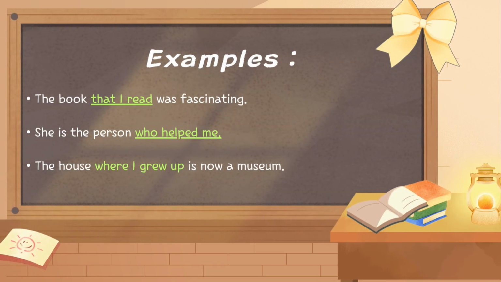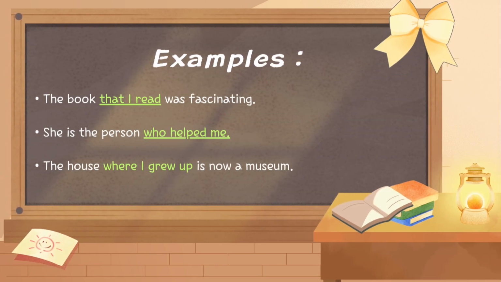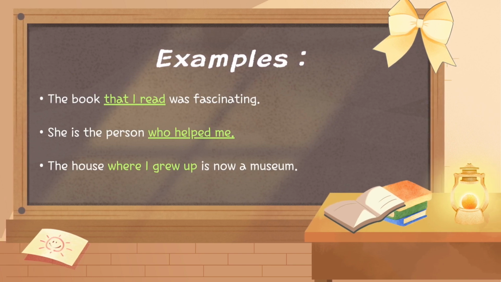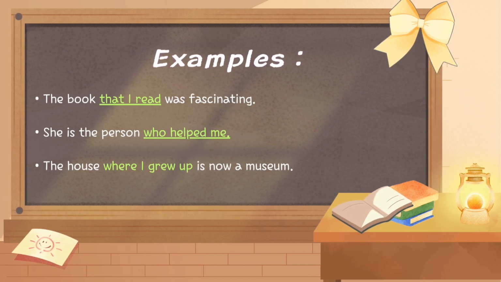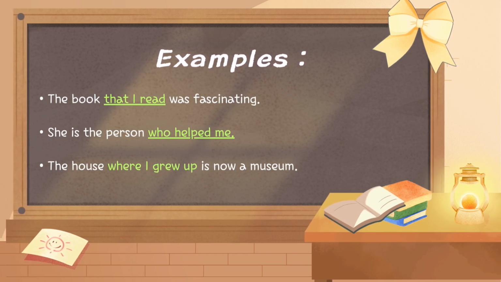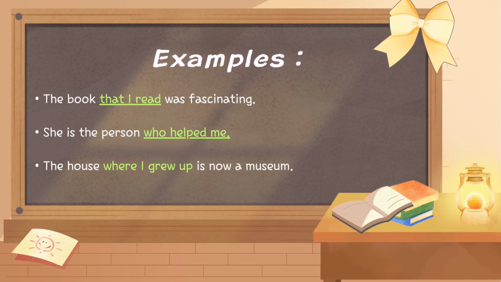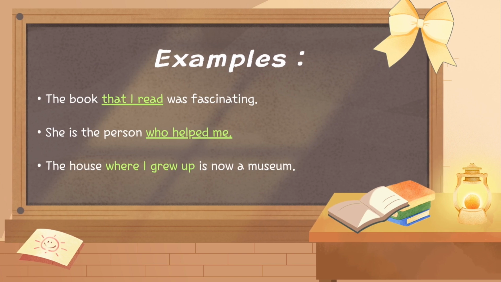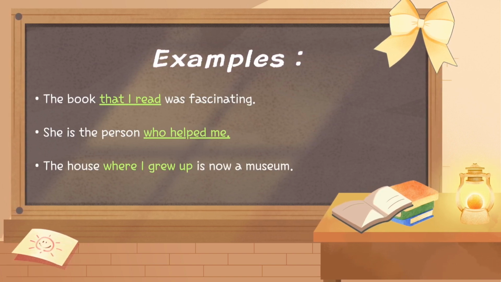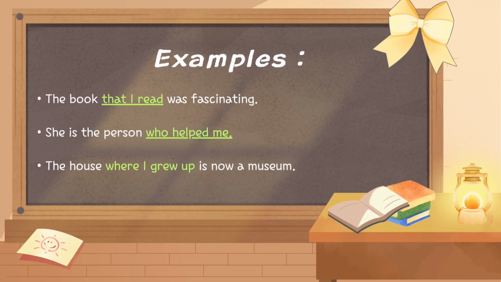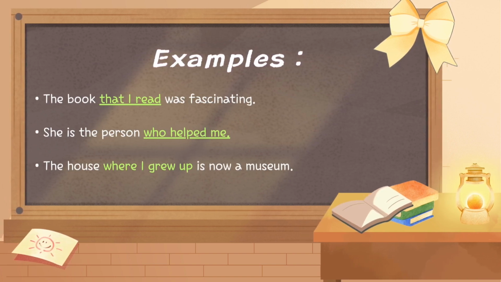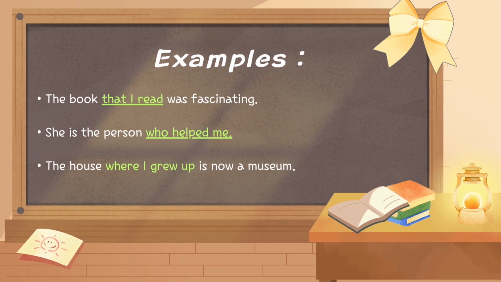Examples. The first: an adjective clause usually follows the noun it modifies, providing more details. For example, the book that I read was fascinating. In this case, the adjective clause that I read modifies the noun book. It tells us specifically which book was fascinating. This is important because it helps your listener know exactly what you're talking about.